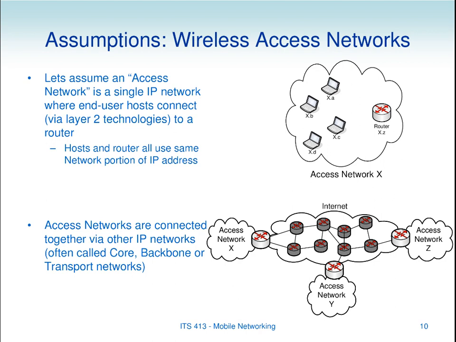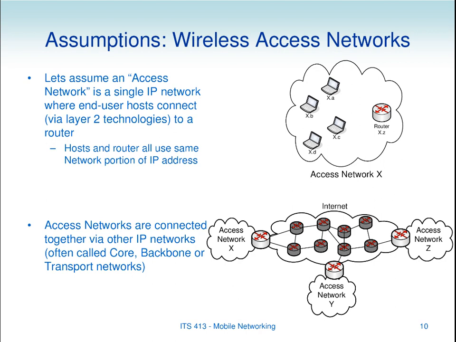So here's our access network X, which would have some hosts inside it, and two other access networks. Three different access networks in this small internet, connected via some larger network, which is made up of different routers. Think of this as our backbone or multiple core networks.